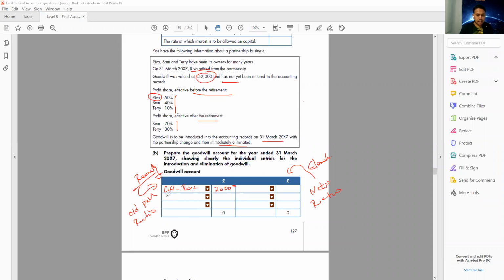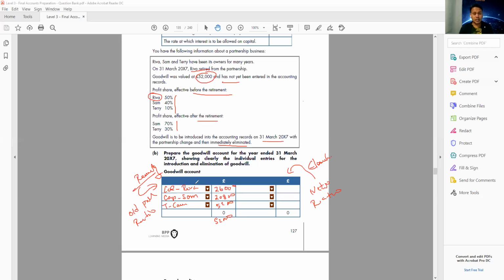Then capital for Sam. Sam is 40%, so that will be 52,000 times 40%. That is 20,800. That will be for Sam. And the last one for Terry. Terry's capital will be increased by 5,200. That's the remaining one, and the total will be 52,000. So everyone's capital is rising because of the goodwill.